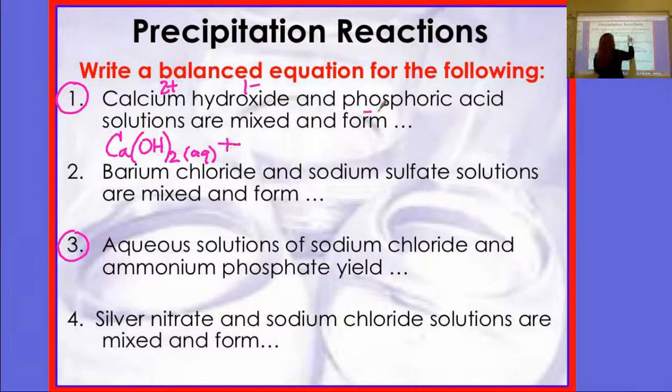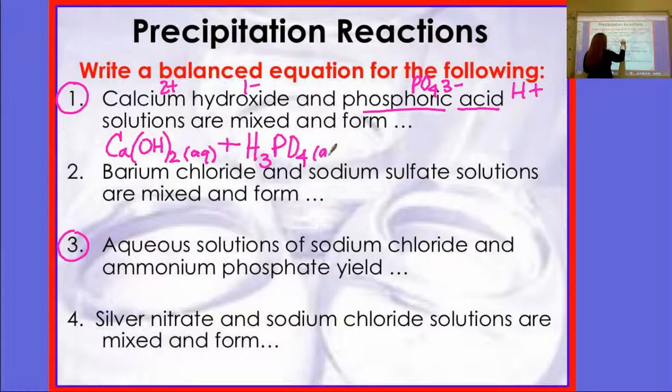Reacts with phosphoric acid, goes back to phosphate, PO4 3-. How do I get an acid? H+. Balancing that out, H3PO4, again that's a solution, AQ. Now, what happens in a double displacement?